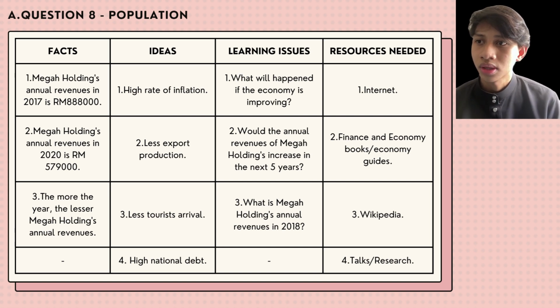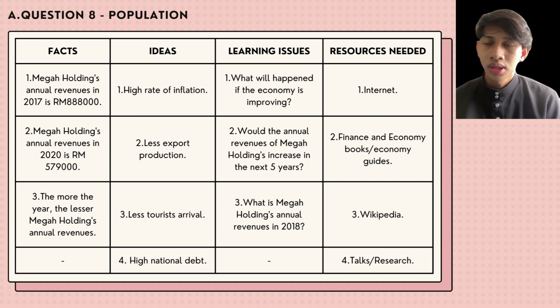My name is Ahmad Shukri bin Anas and I'm going to explain about the fact table for question 8A. So the first fact is Mega Holdings annual revenues in 2017 is 888,000. The second one, Mega Holdings annual revenues in 2020 is 579,000. The third one is the more the year, the lesser Mega Holdings annual revenues. So the ideas for this problem are high rate of inflation, less export production, less tourist arrival, and high national debt.